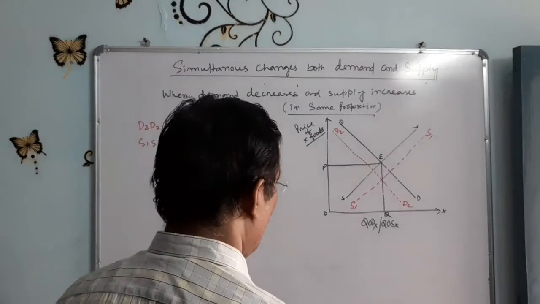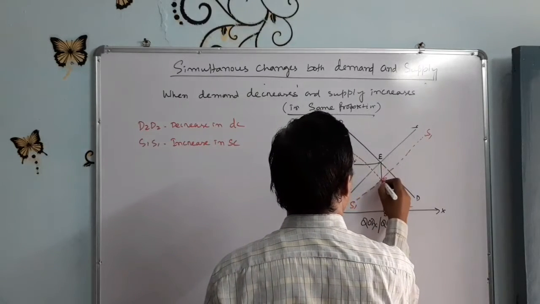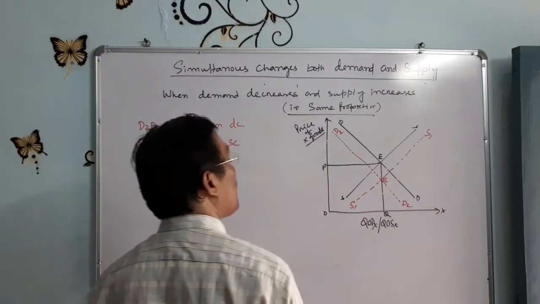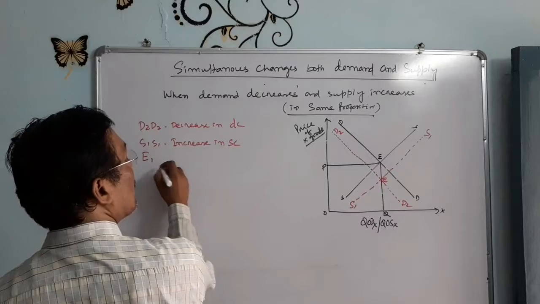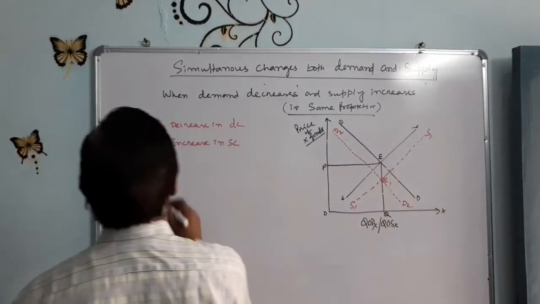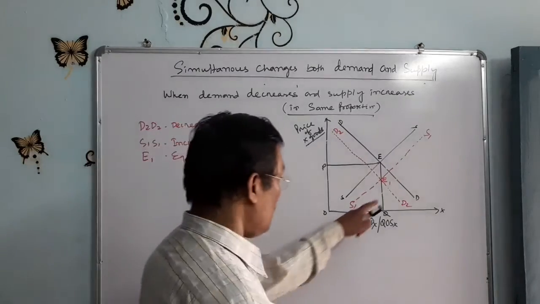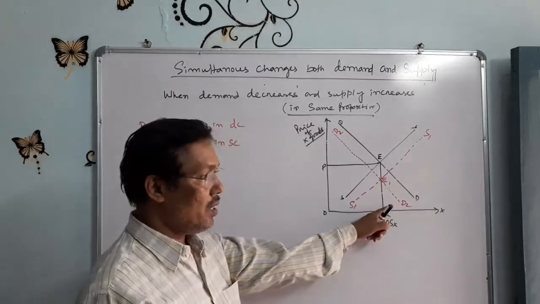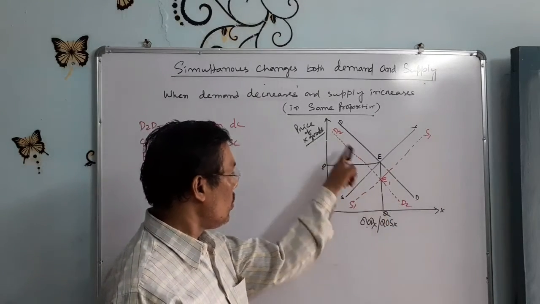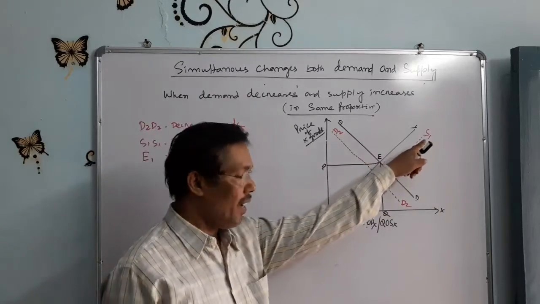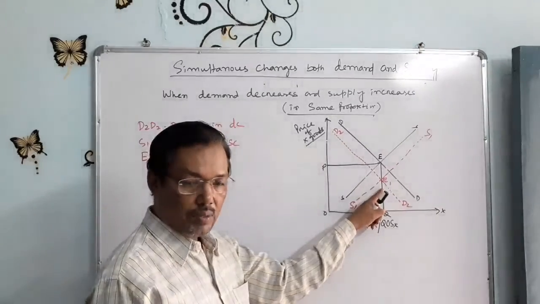Here, both intersect at the point E. So now I may write here, E1 is the equilibrium point, at which point D2, the decrease in demand curve, and S1, the increase in the supply curve, intersect each other.